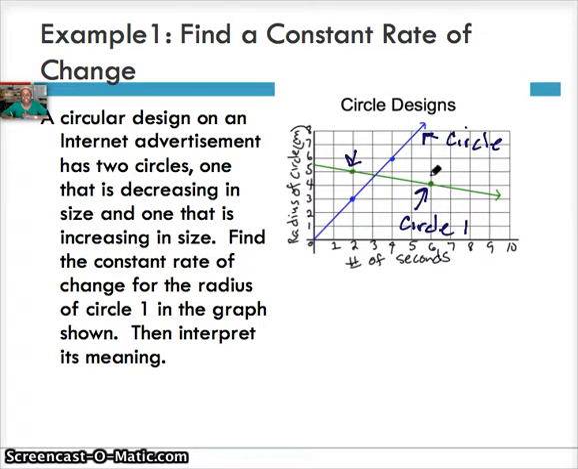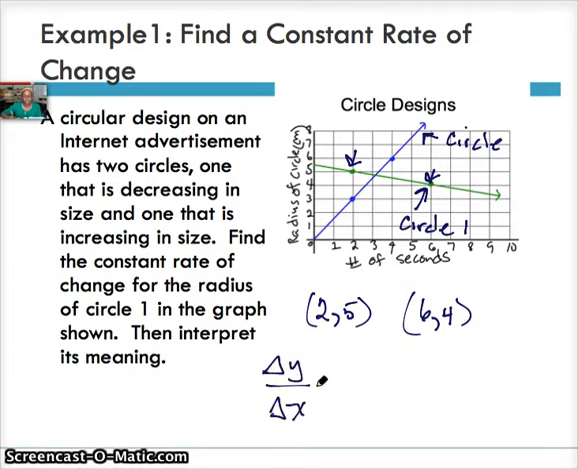I see that this green line that represents the change of circle 1 has 2 points that are designated. So I'm going to pull those points out for us to think about. So this first point is (2, 5). And the next point that we have is (6, 4). All right, so using our skills at finding the change in y over the change in x, we are going to find the constant rate of change.